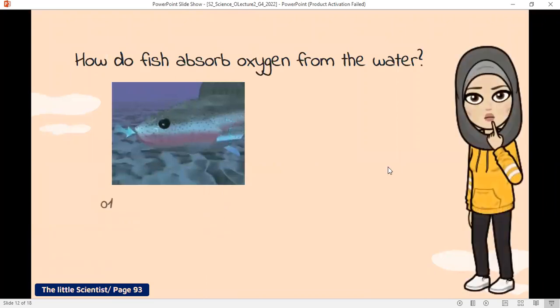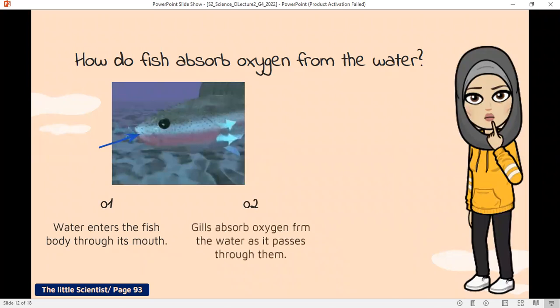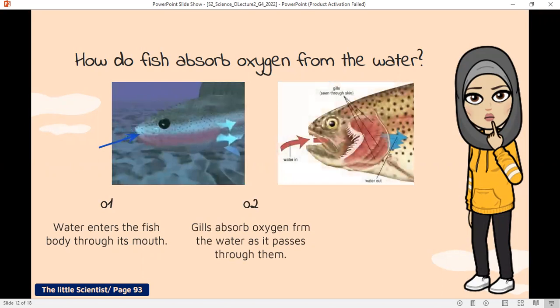A fish takes in water through its mouth. Look at the arrows. So the water goes inside the fish body through the mouth. Before it leaves the body, the gills take the oxygen from water. So water goes inside from here and comes outside through the gills opening.